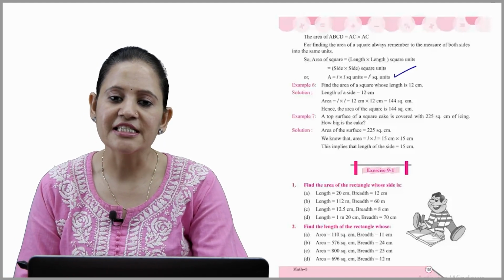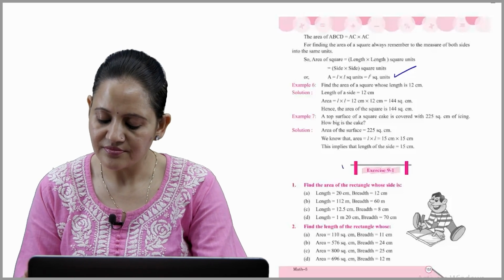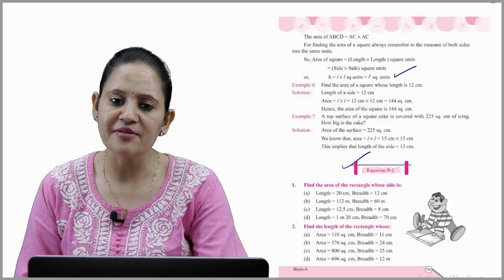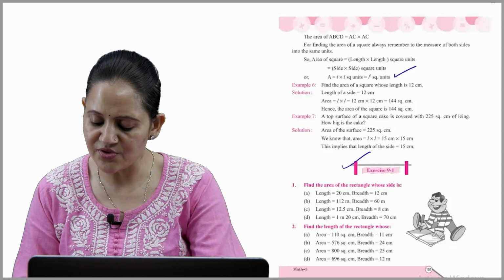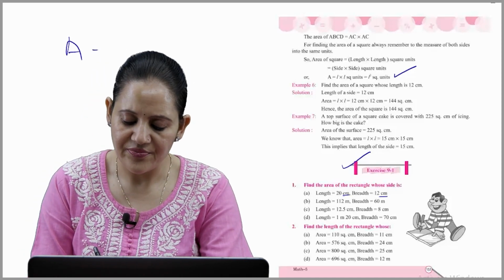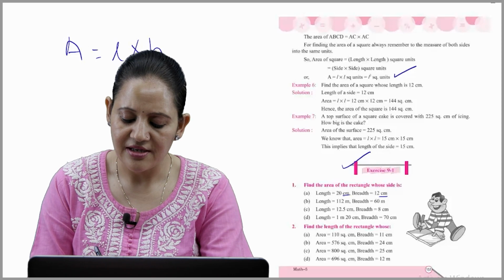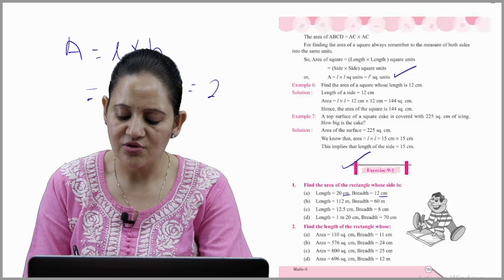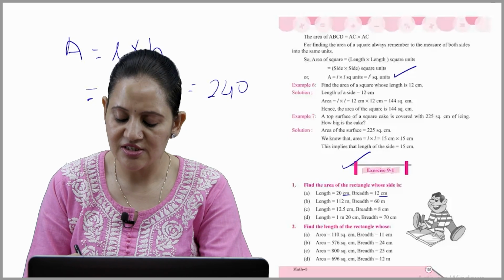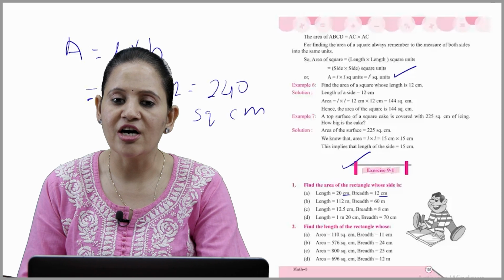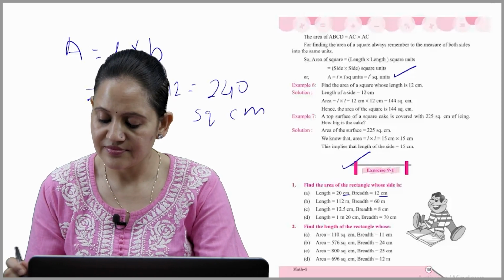Clear? Next is exercise 9.1. Find the area of a rectangle whose length is given as 20 centimeter and breadth is given as 12 centimeter. First, we will check both the units are the same. Yes. So, now area equals L into B. Length is 20 centimeter and breadth is 12 centimeter. So, that is equal to 240 square centimeter. That is the area of the given rectangle.